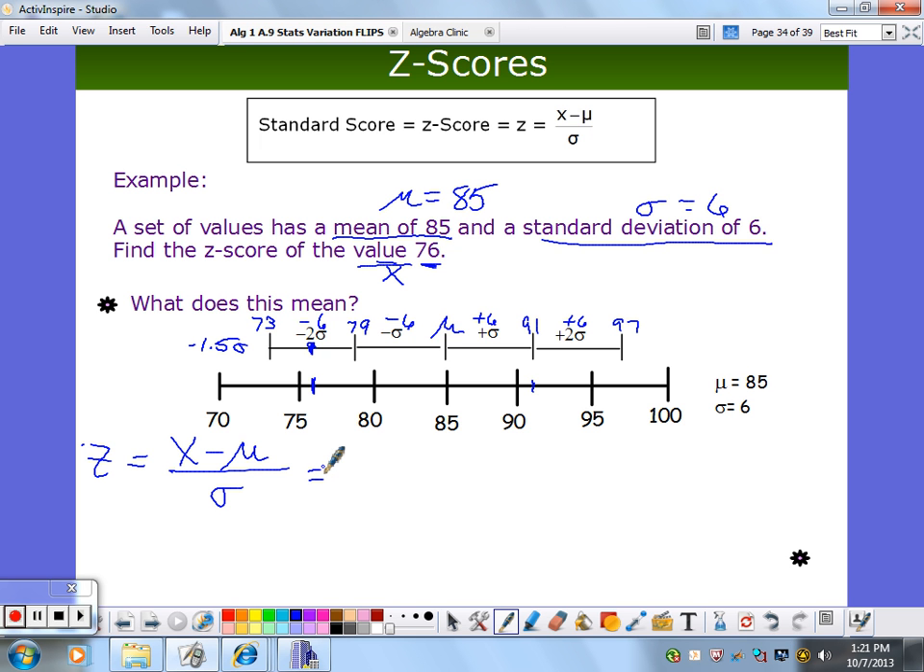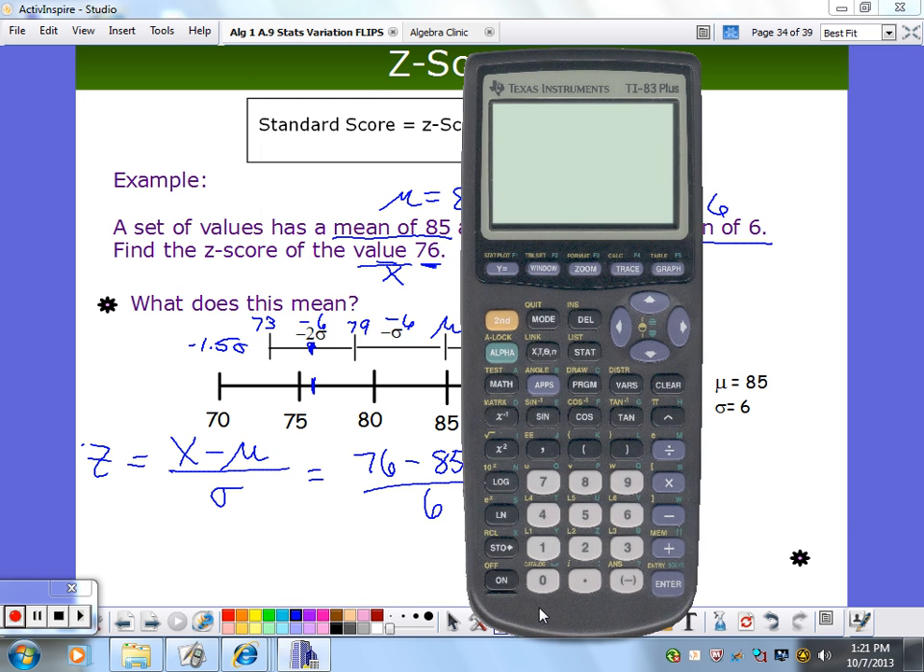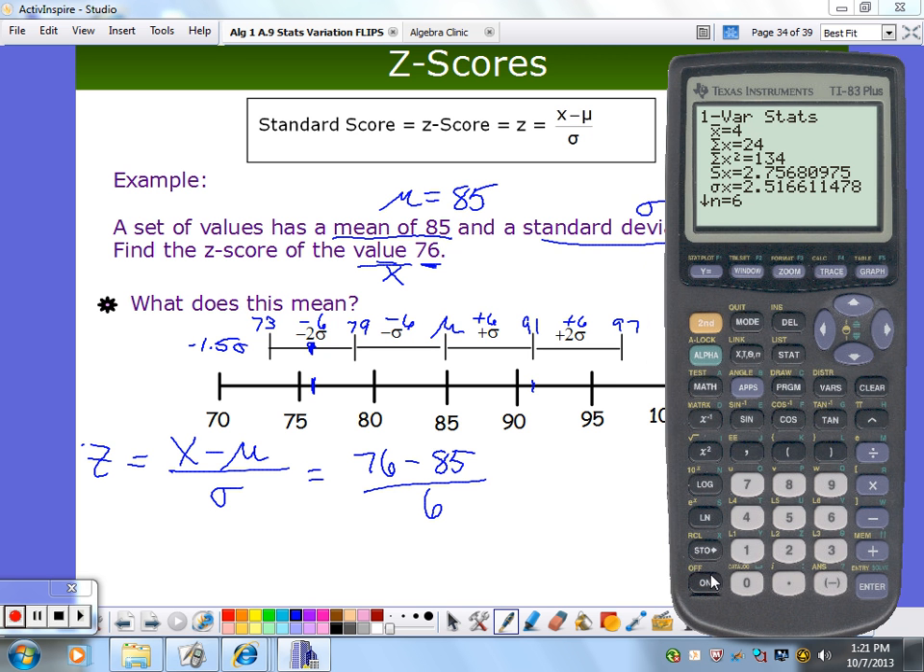So my x here is 76, because that's my value. My mean is 85, and my standard deviation is 6. Now you can use the calculator for this. I mean, most of you can do that in your head. But when you are using the calculator, be really careful with the order of operations.